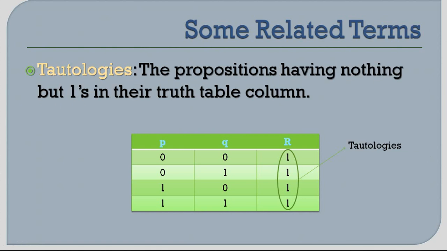A proposition having nothing but ones in its truth table column is a tautology. If you solve a truth table and you see that the final column, the result column, has all the values as ones, then you declare it as a tautology. So if all the values in the result column are ones, you will be declaring it as a tautology.